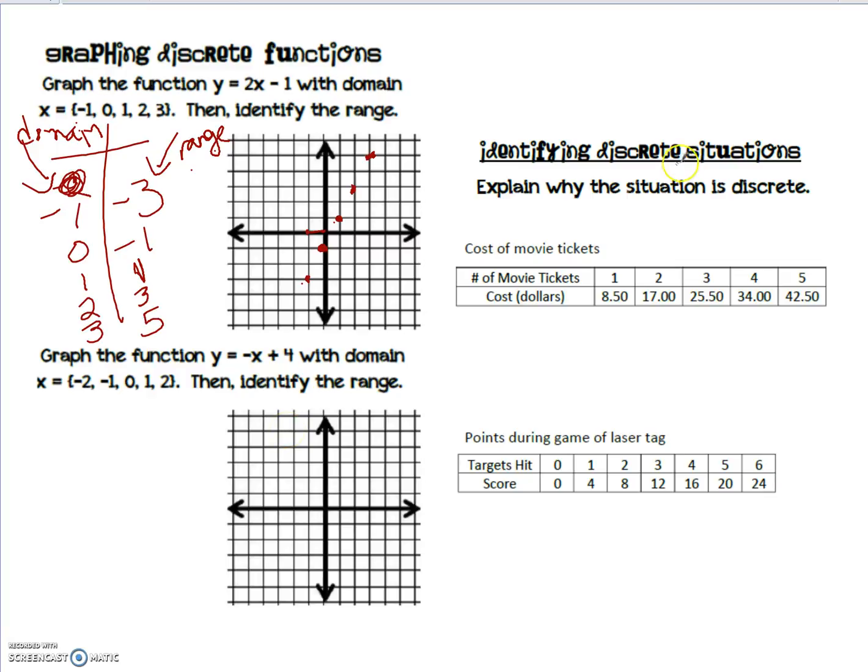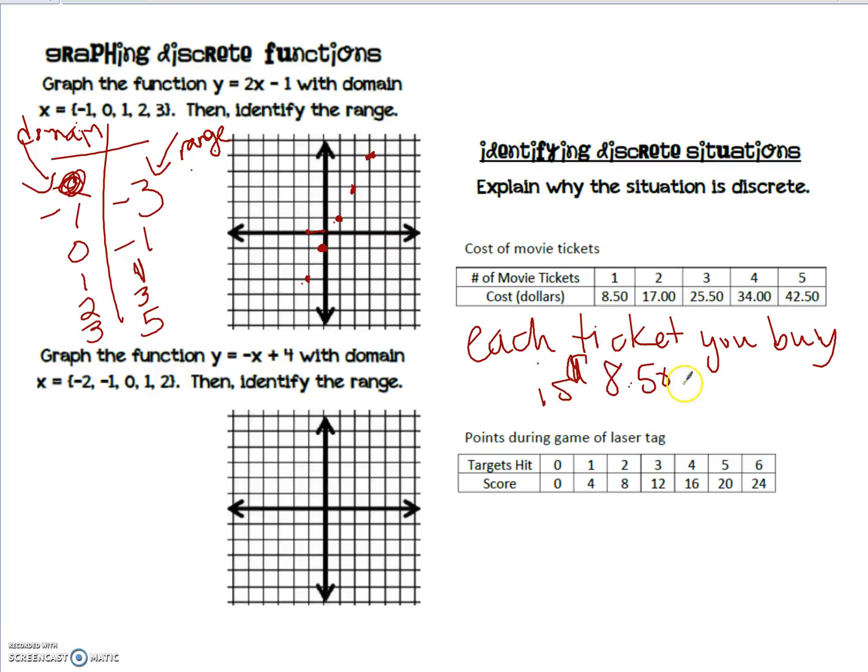So think about why it is a discrete situation, okay? Think about movie tickets. One movie ticket is $8.50. Then 2 would be $17. I'm not going to buy 1.5 movie tickets, okay? So I want you to make an explanation. You can explain the cost of movie tickets by: each ticket you buy is $8.50. I'm not going to buy half of a ticket, okay?